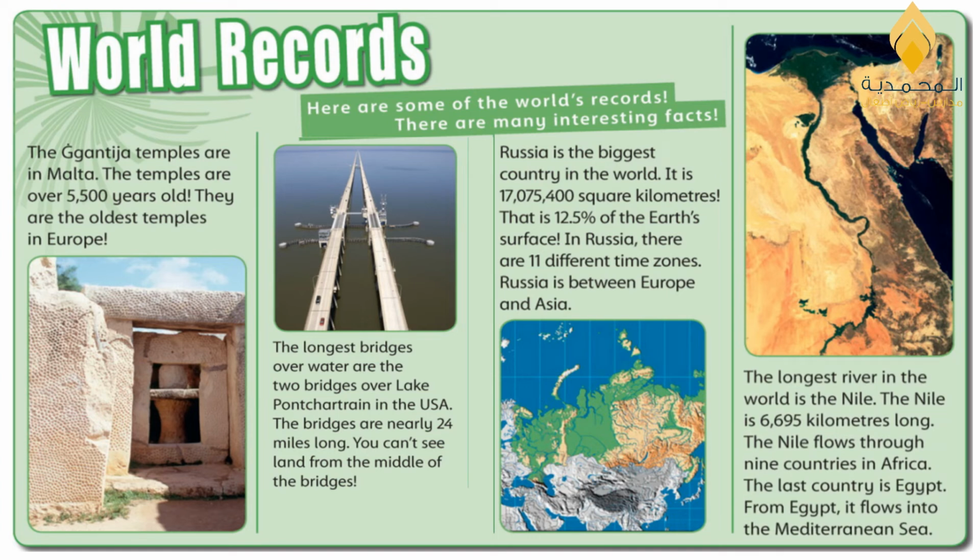The longest river in the world is the Nile. The Nile is 6,695 kilometers long. The Nile flows through 9 countries in Africa. The last country is Egypt. From Egypt, it flows into the Mediterranean Sea.